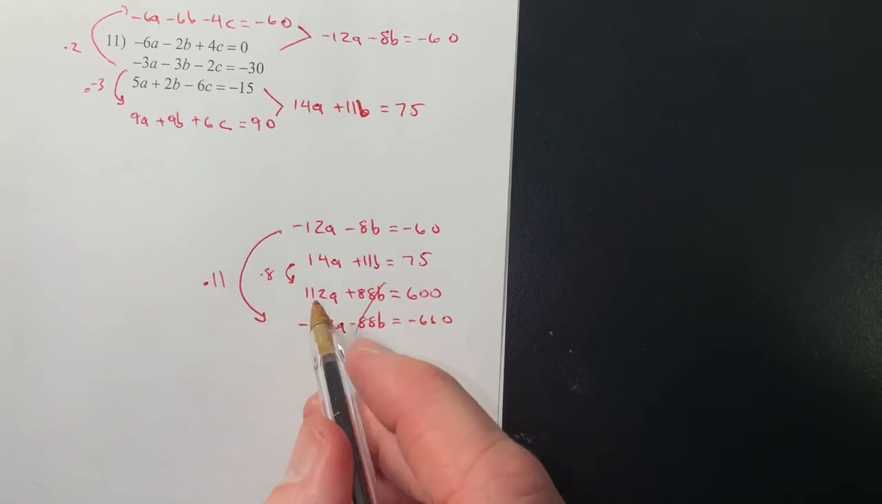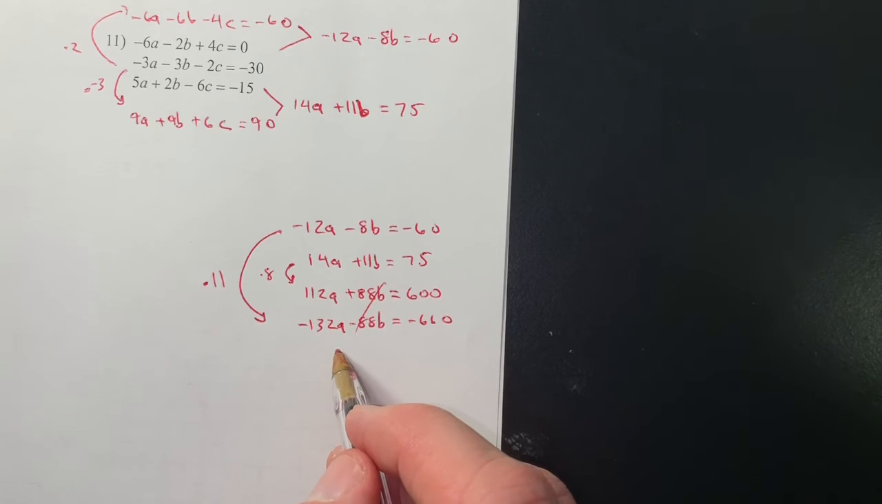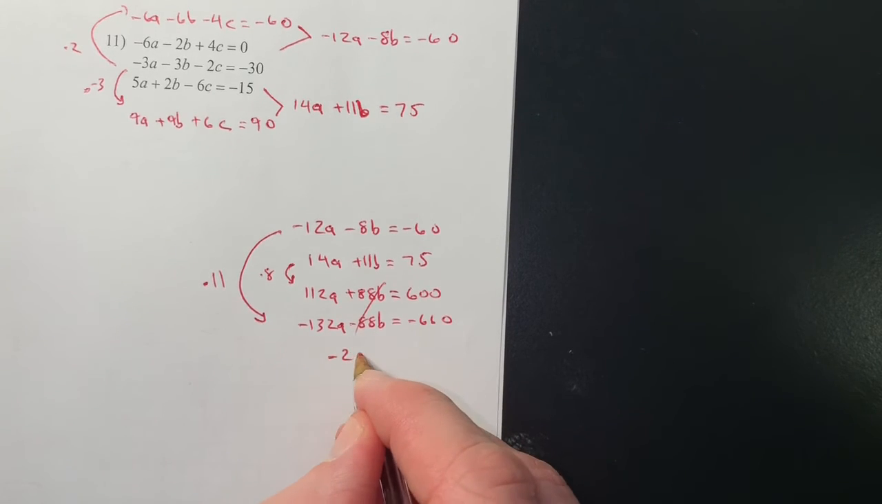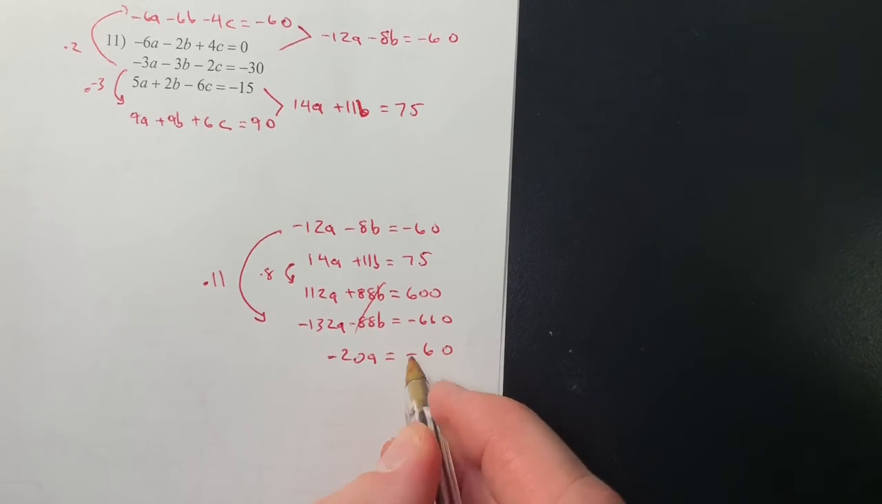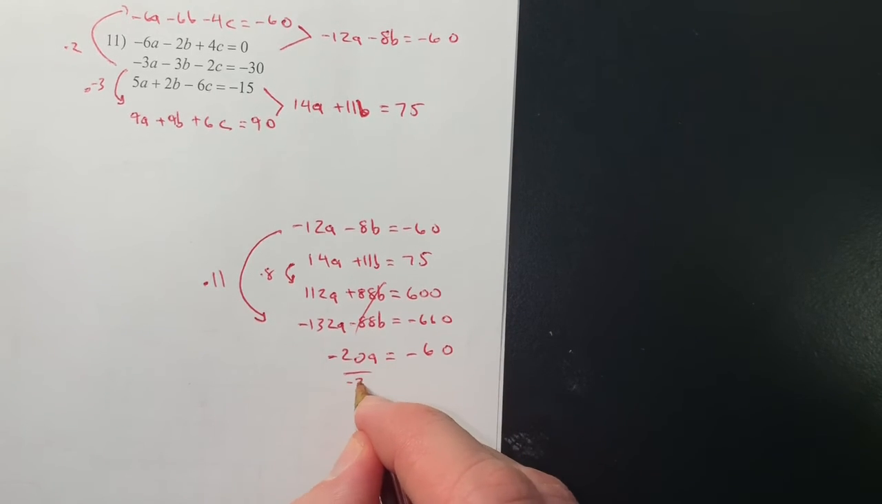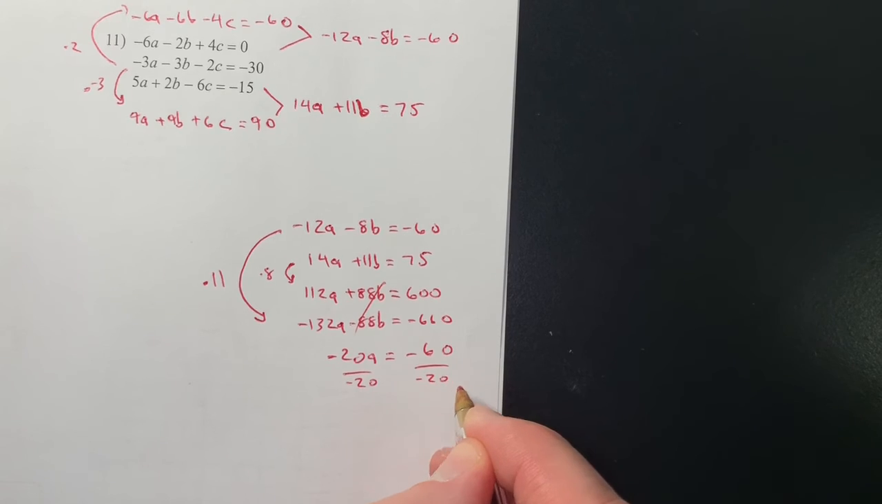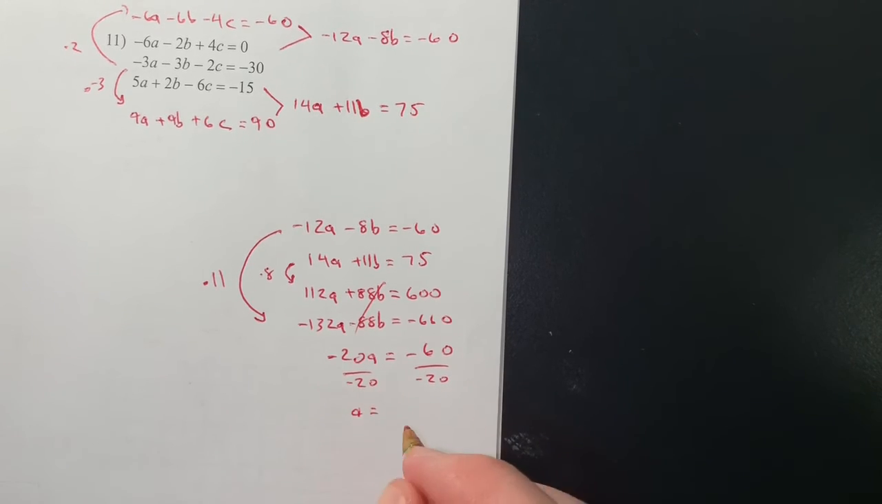So b's cancel. 112a minus 132a is negative 20a. And that equals negative 60. And then I can divide by negative 20. And I get a equals positive 3.